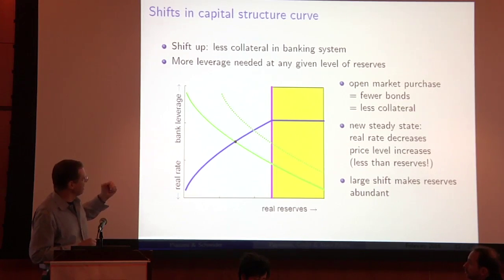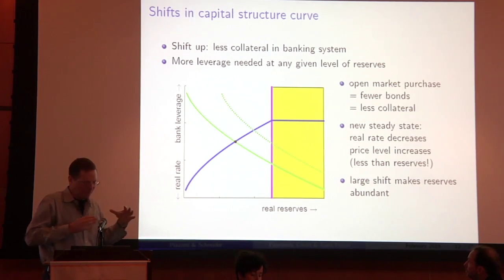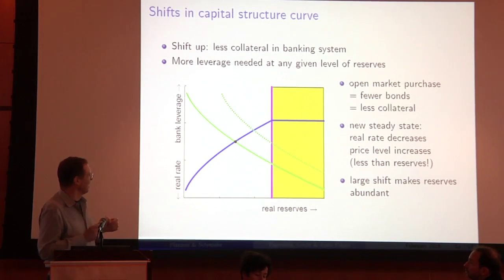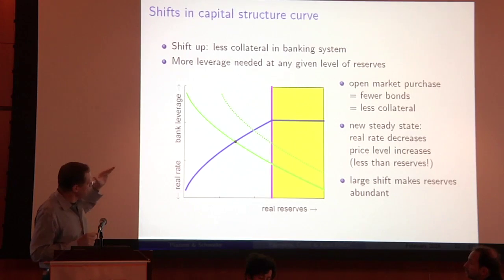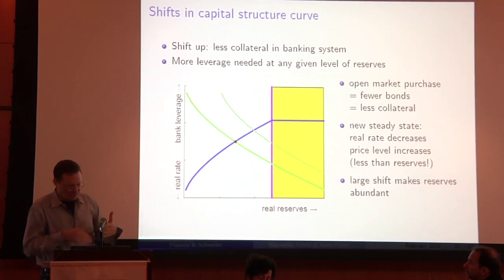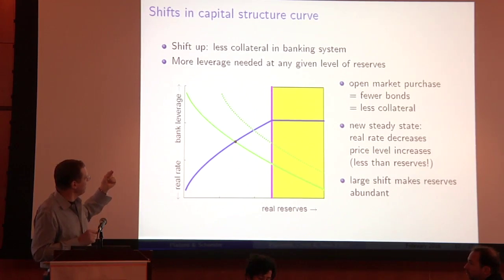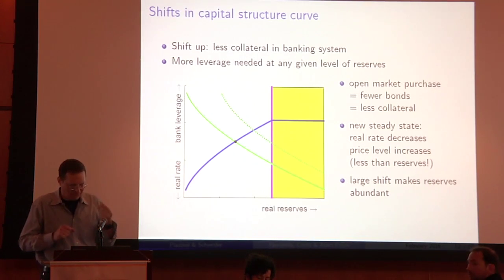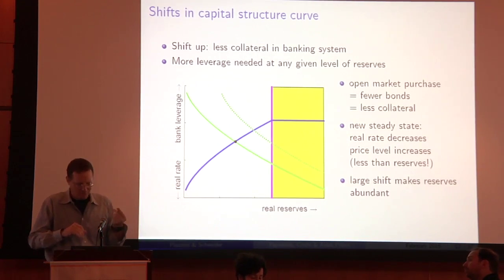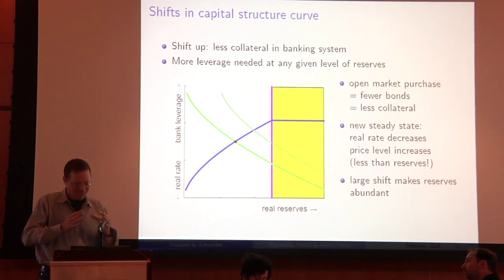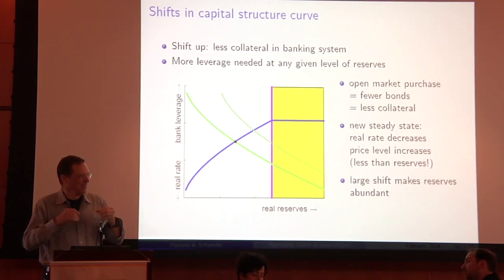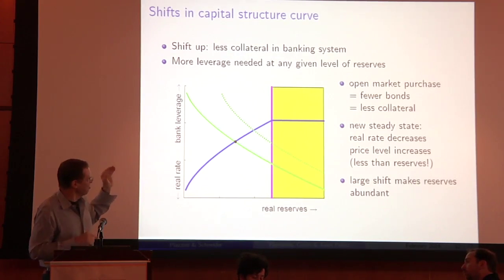At the new steady state, we're going to have a lower real interest rate. Collateral is scarcer now, so people compete for bonds and bid up the prices. There's also going to be an increase in the price level, because it's an open market purchase, so money goes up. But interestingly, the price level increases by less than reserves do, as would be the typical case in a standard model with flexible prices. This is because what matters here for the price level is the inside money, and the inside money depends on collateral. Collateral is less, so there is a sluggish adjustment of prices here.